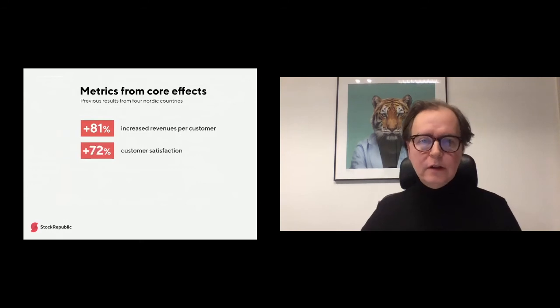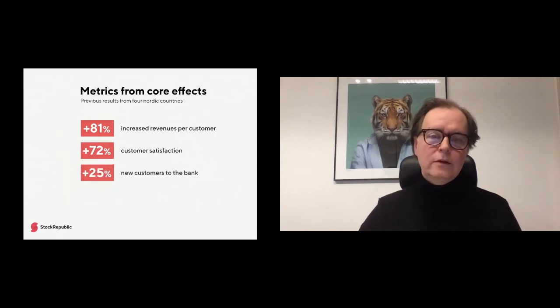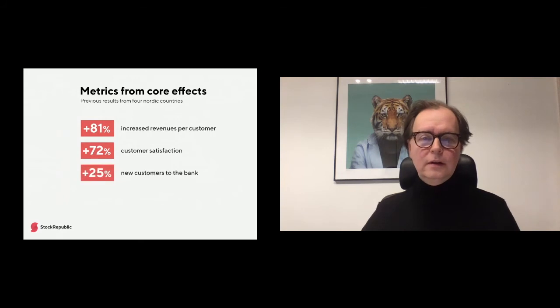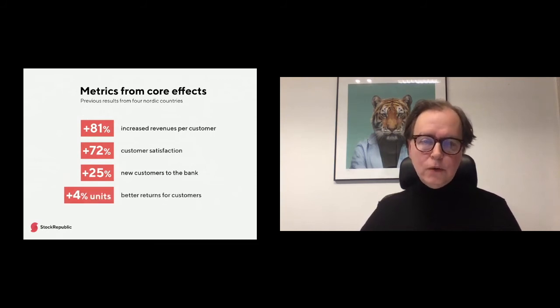Customer satisfaction, obviously depending on where you come from, but you can see it rising a lot here. New customers to the bank, that is new customer acquisitions, basically. The network attracts new customers to the bank. And the last number here is actually you, the end customer. Better return for end customers. And 4% units, that's a lot. Meaning, if I have 6% per year, then you have 10. So those are the metrics that we have.